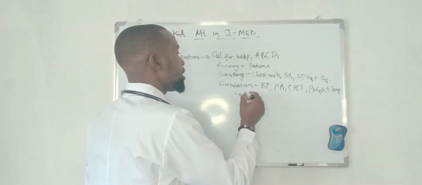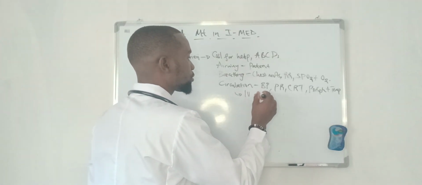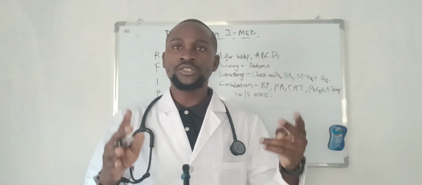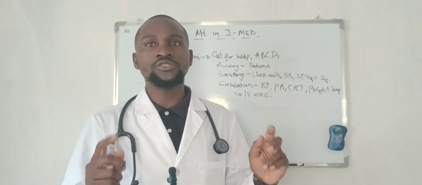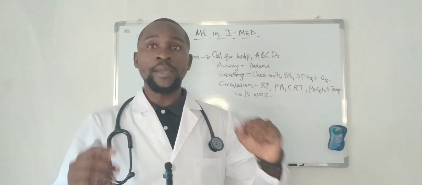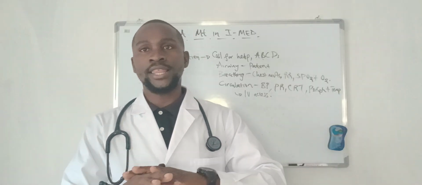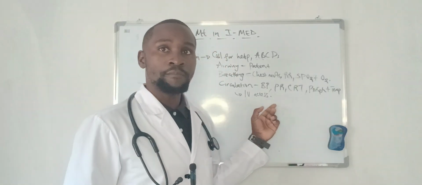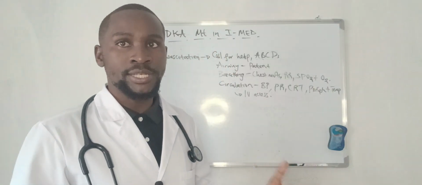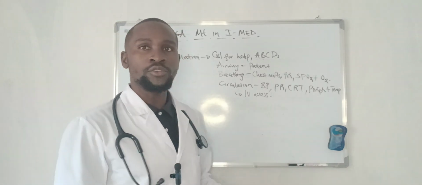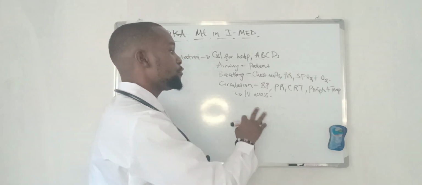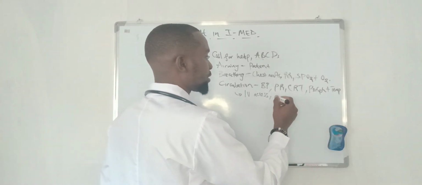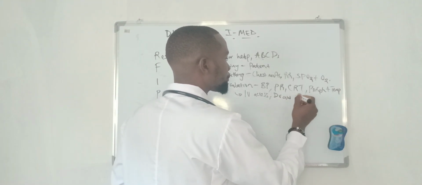Under circulation, IV access. So obtain IV access, very, very important. You are going to cannulate, inserting 2 large bore cannulas. If you are able to, you can insert one here and another one here. So 2 large bore cannulas, at least a green one, at least 18G, 16G. That's your IV access.